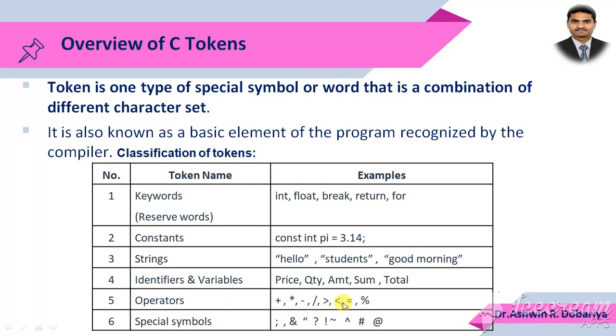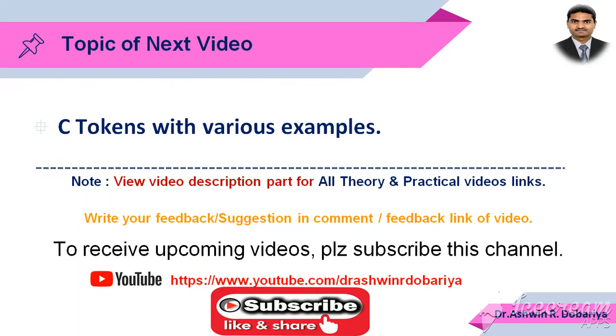Then all operators are special symbols, so all these special symbols are also tokens. Operators are always used to perform specific operations, and other special symbols are used for a specific purpose, like the ampersand indicates the address operator, and percentage is used as a format specifier. The hash symbol is used to include header files, or you can say for the preprocessor. So these are the various tokens. A simple definition of a token is that it is one kind of special symbol, or a word or spelling, which is a combination of different character sets. So this is the overall concept of C tokens, and in an upcoming video we'll discuss C tokens in detail with various examples.